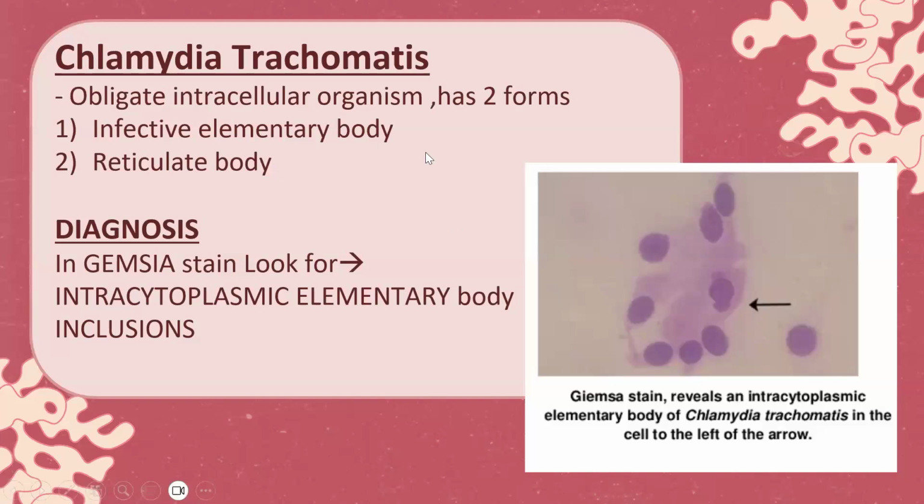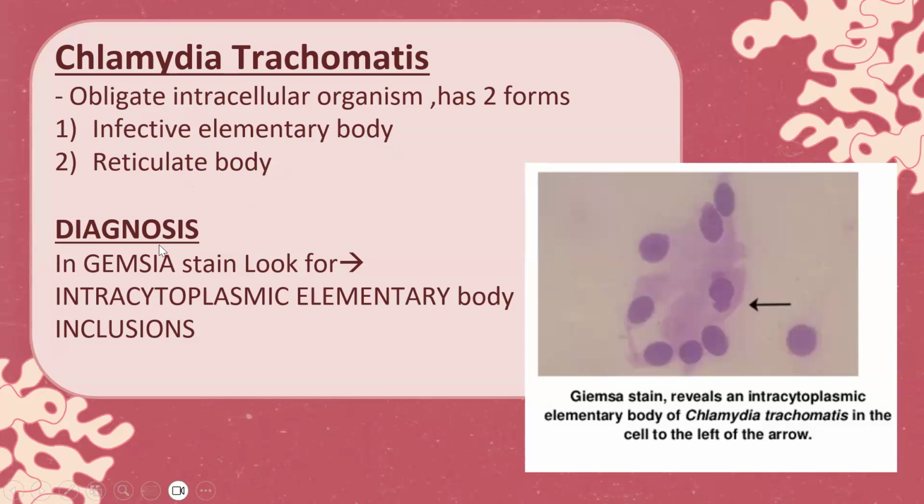Now for the chlamydia itself, we have two forms of this bacteria. We have the infective elementary body and the reticulate body. The chlamydia is an obligate intracellular organism, so it will not live outside of the cell. If the infective form enters the cell, it will cause an infection.